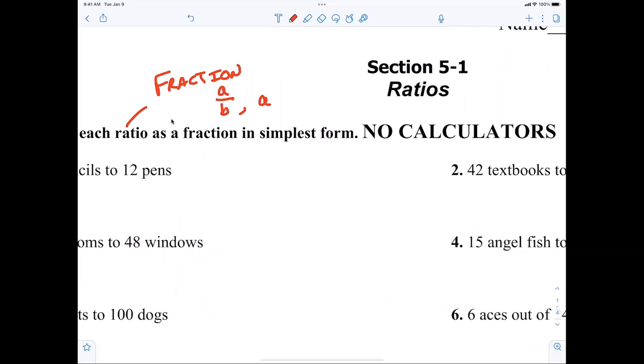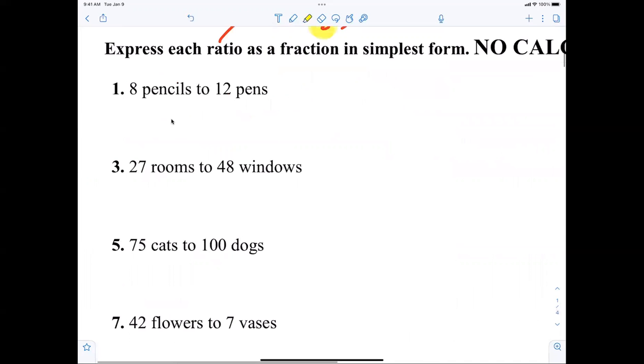And then someone already said, which I thought was very smart, there's a colon to make the comparison. Or you can write A to B. Those are your 3 forms, but we are just going to use a what? Fraction. We're always just going to write it as a fraction. All right, that's it. Now you can see how simple this is. So when we write 8 pencils to 12 pens, we're going to write 8 pencils to 12 pens. We have to reduce it.